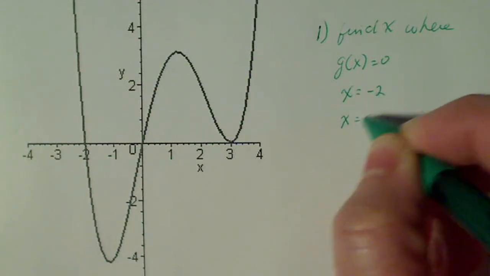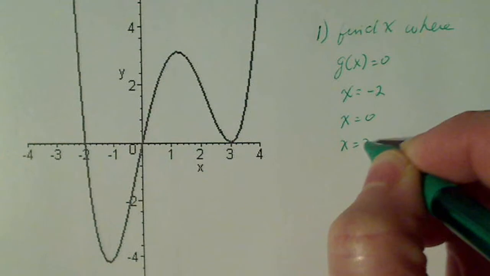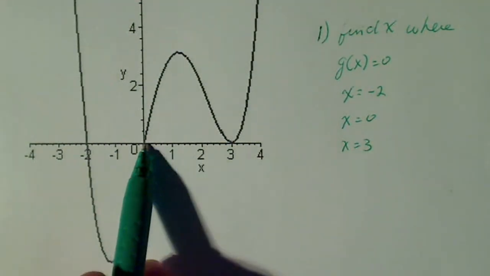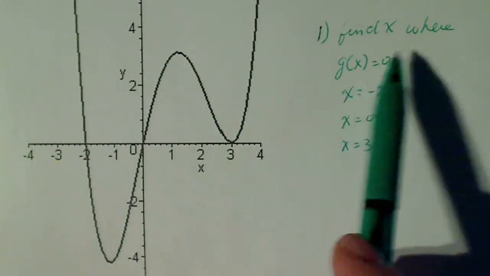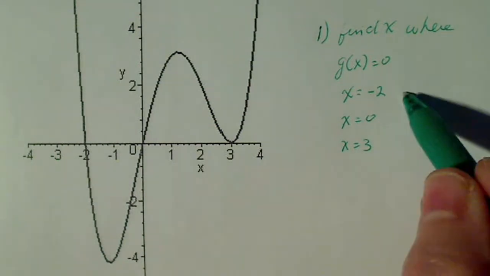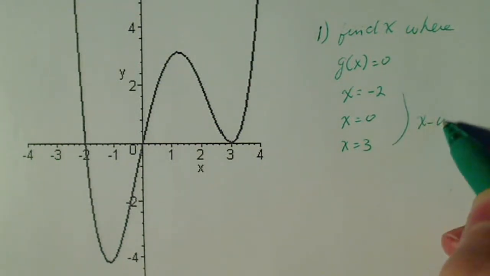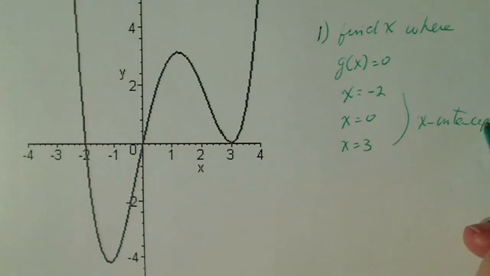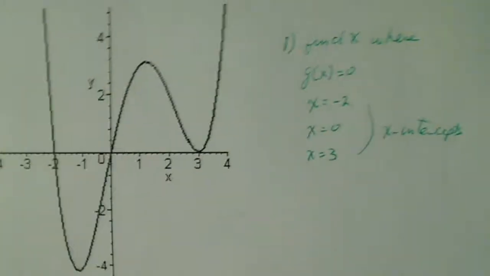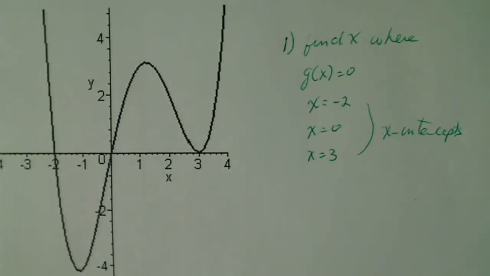x equals 0 and x equals 3. So the place where g of x equals 0 is also known as the x-intercept. So when you're given the graph of g of x, okay? So that's kind of a college algebra-y question, for lack of a better term.